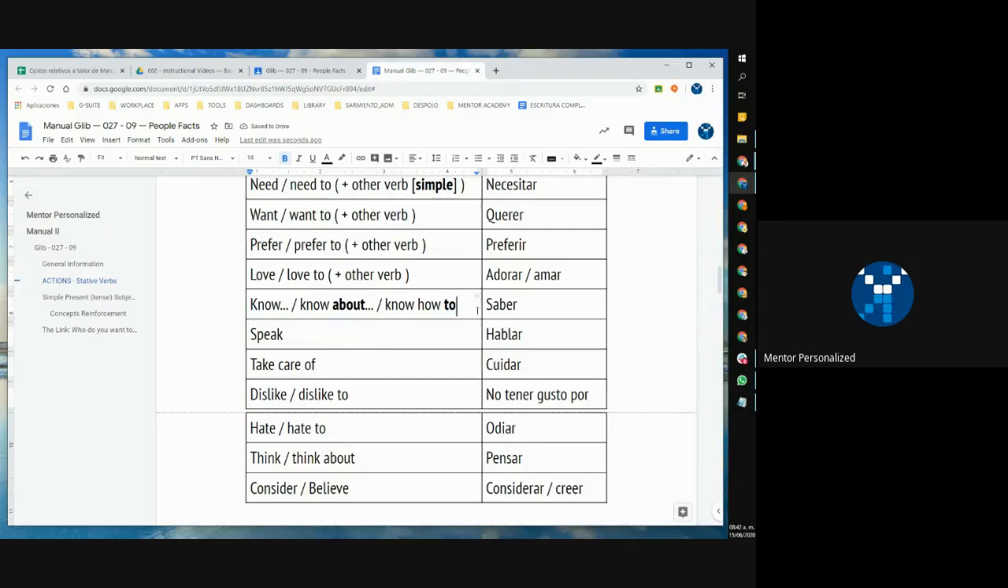For example, I know how to cook. Repeat, I know how to cook. Like if you said in Spanish, sé cómo cocinar. Okay? Repeat, I know how to cook.